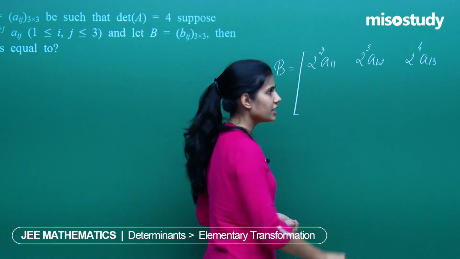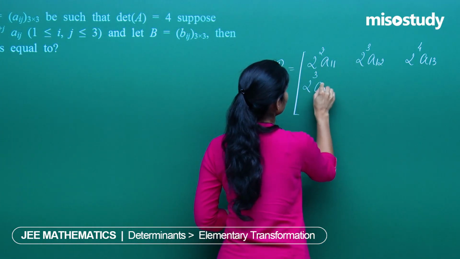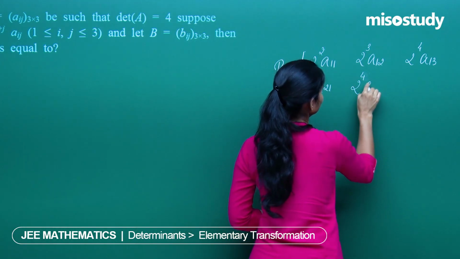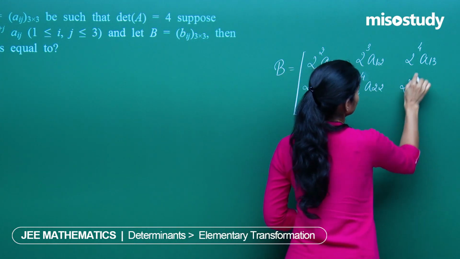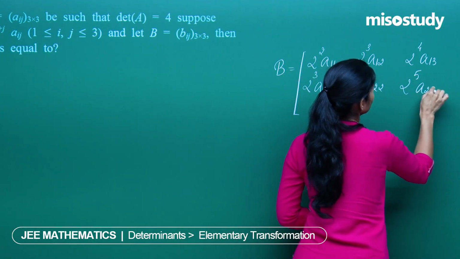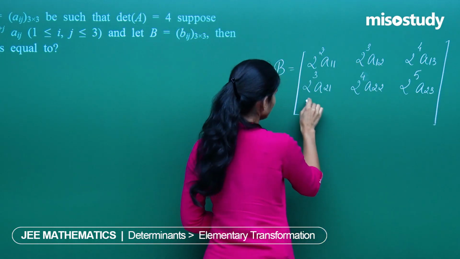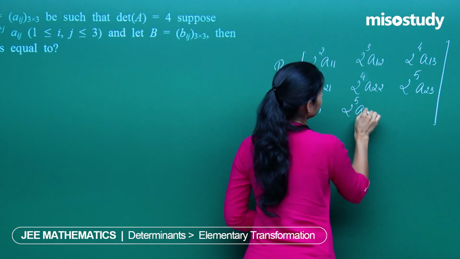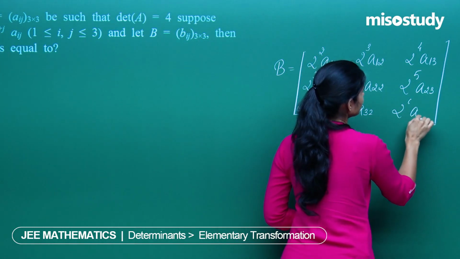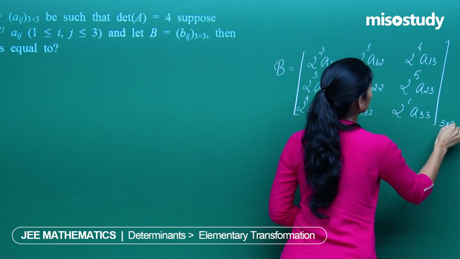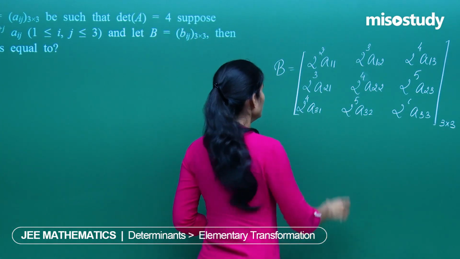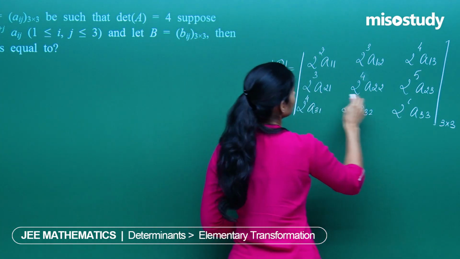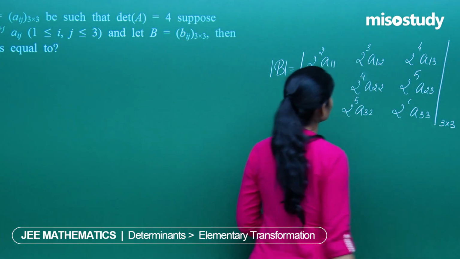Similarly, the 2-1th entry is 2 to the power 2 plus 1 A21, 2 to the power 2 plus 2 A22, 2 to the power 2 plus 3 A23. And similarly, you have 2 to the power 4 A31, 2 to the power 5 A32, 2 to the power 6 A33. This is your 3 cross 3 matrix B. What will be the determinant of this particular matrix? What is determinant of B? Let's compute that determinant. What would that be?